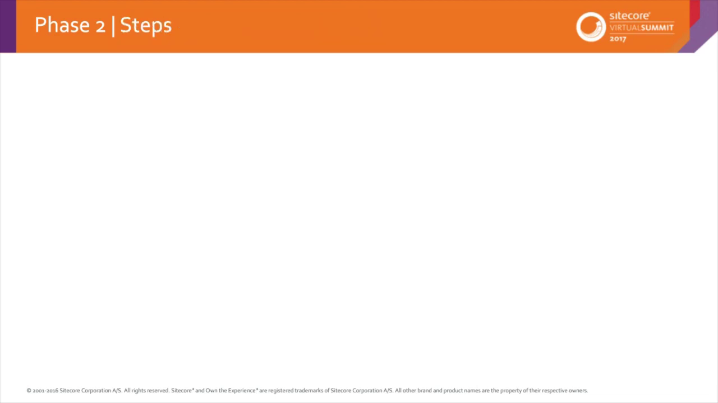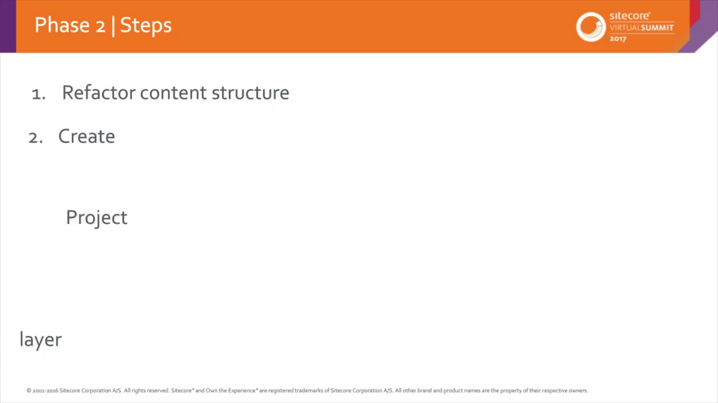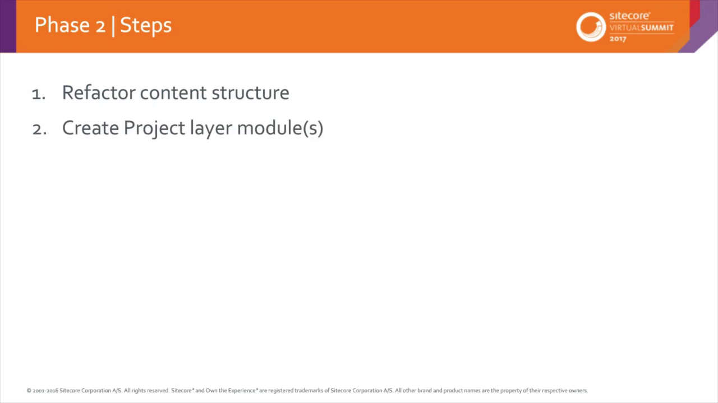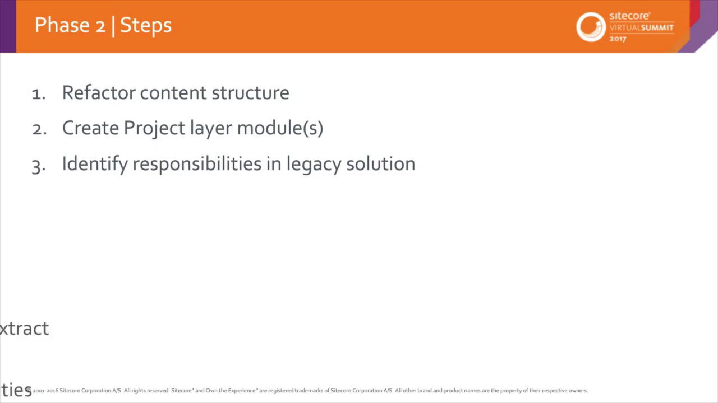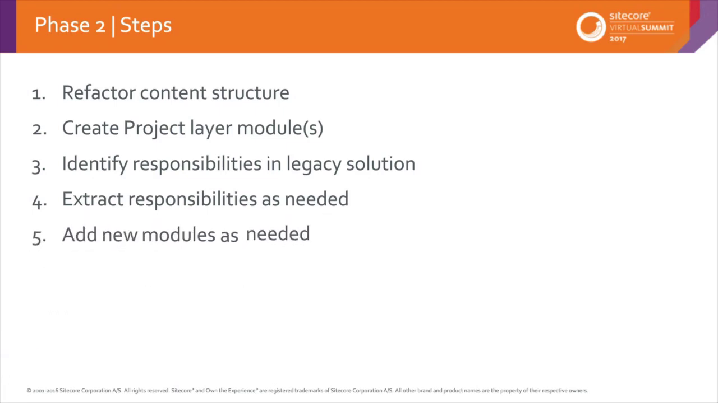So important steps in phase 2 are to refactor the content structure if needed, create project layer modules, and start to extract the different contexts from the legacy code into project layer modules. This is initiating the process of identifying different responsibilities in the legacy solution, and extract these as needed and add new modules as needed or required by the business.